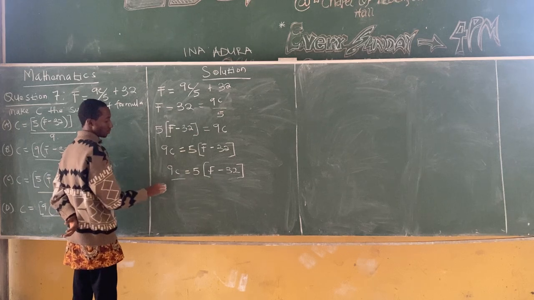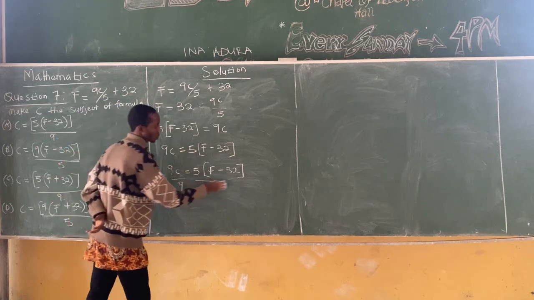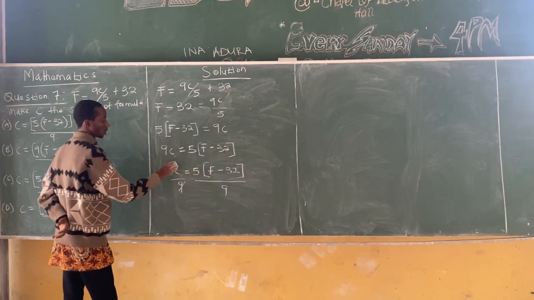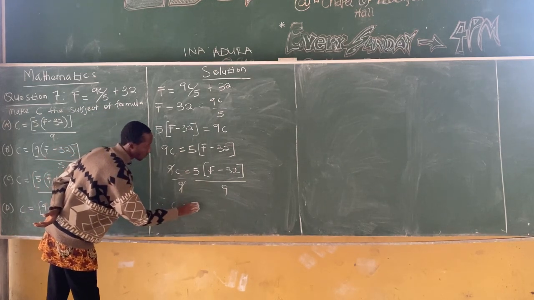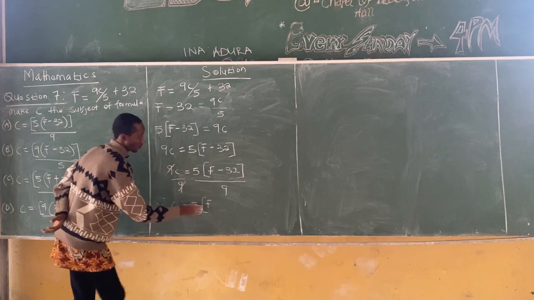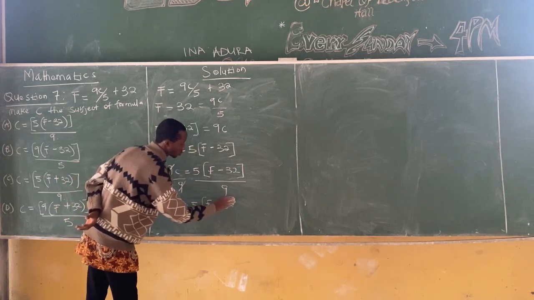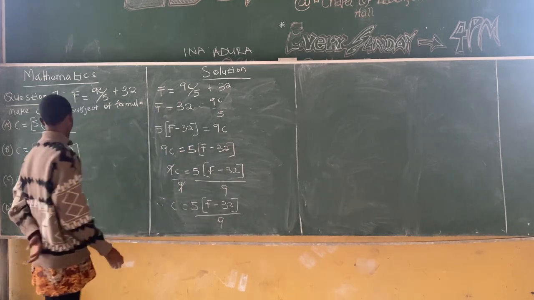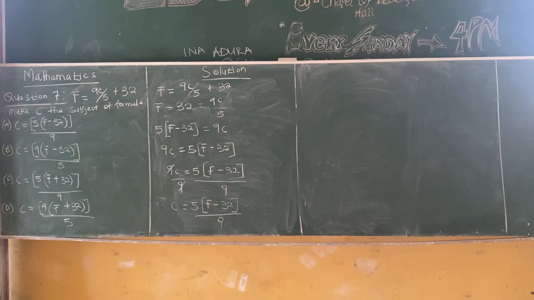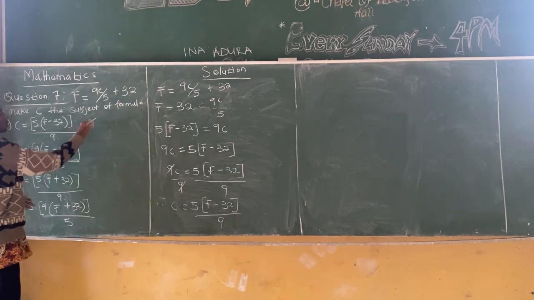We'll divide both sides by 9, the coefficient. This will take away this. Therefore, C is equal to 5 into F minus 32 divided by 9. So which of them suits the answer? We have option A. C is equal to 5 into F minus 32, all divided by 9. So the correct option is option A.